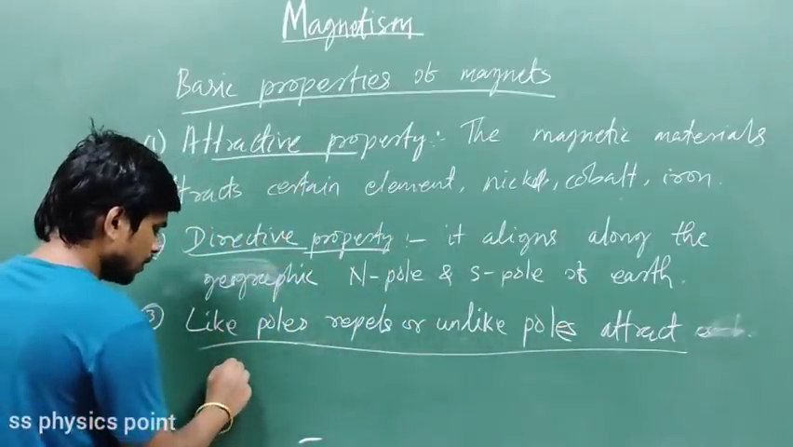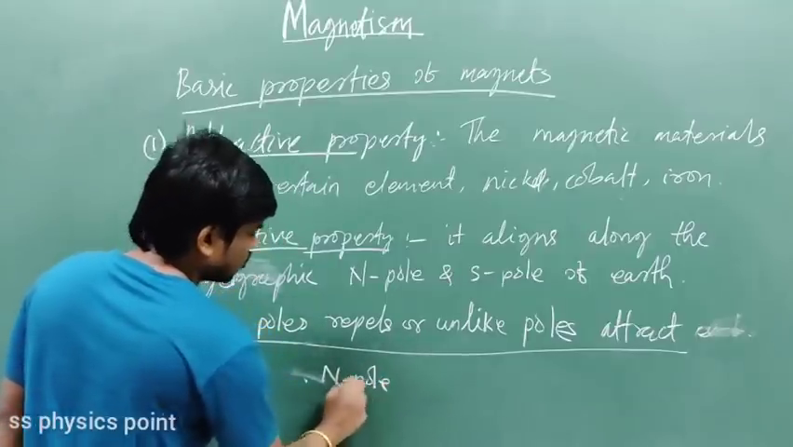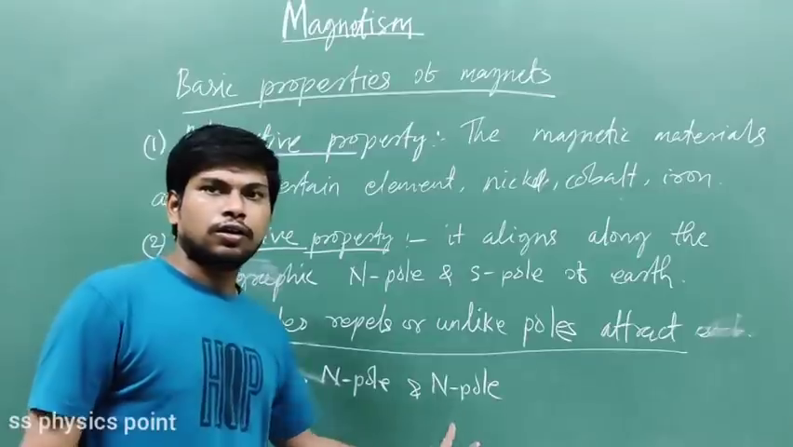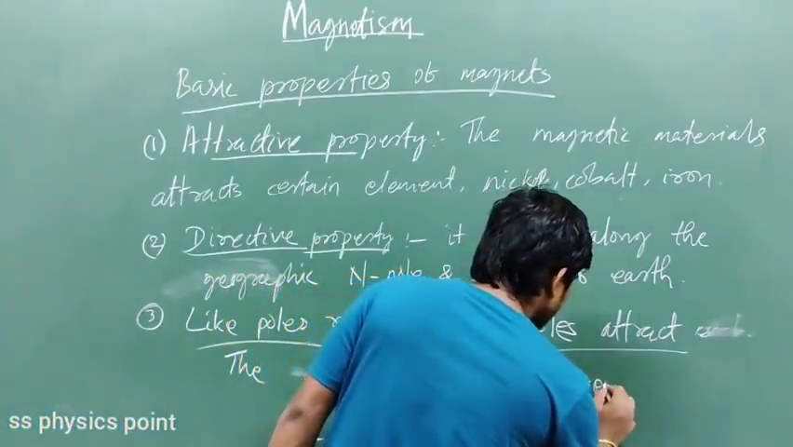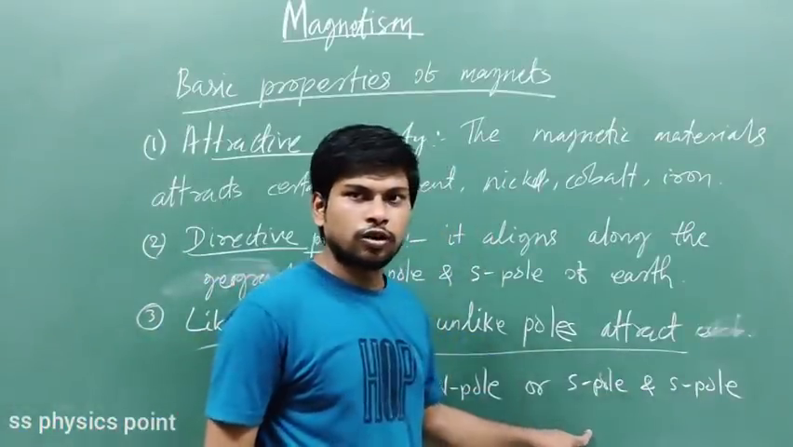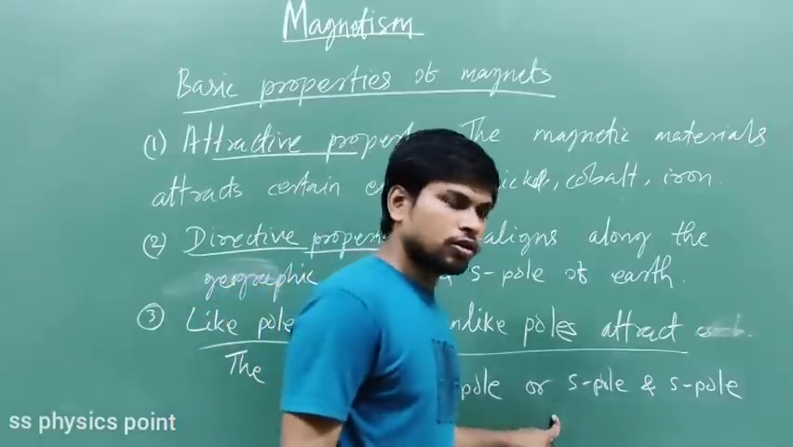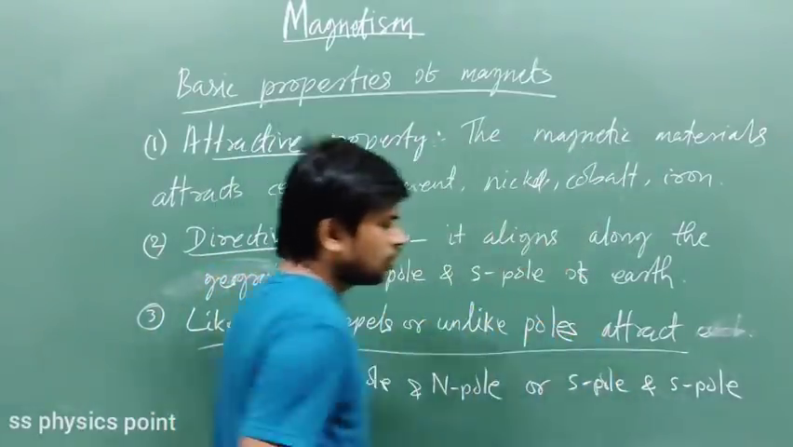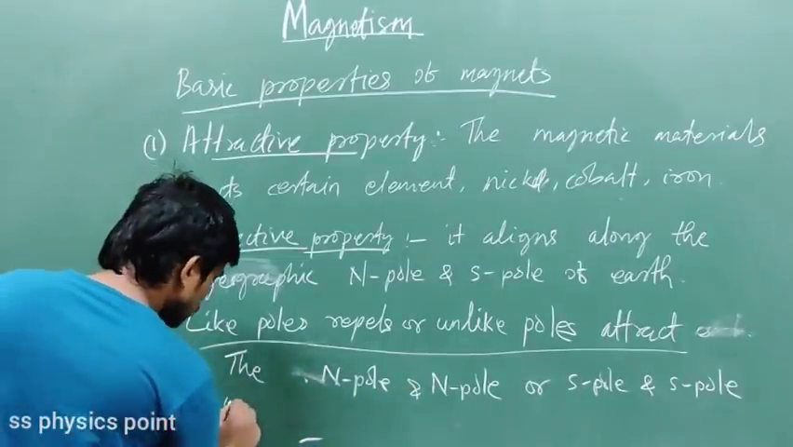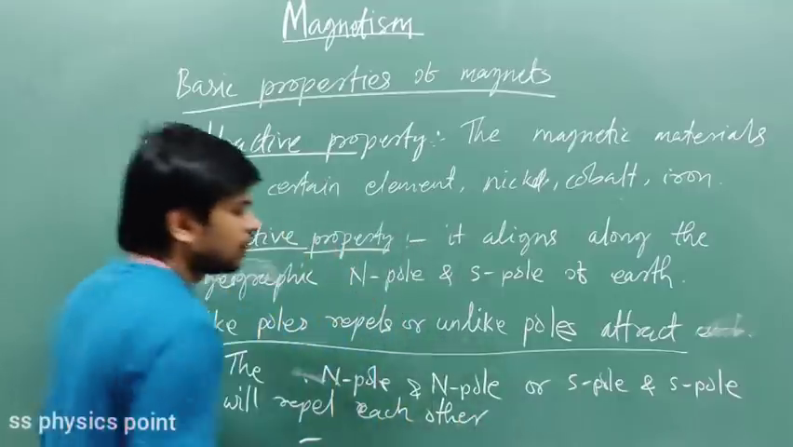You can explain this one: north pole and north pole, or you can say south pole and south pole. What is that pole? I will tell after that. The north pole with north pole, and south pole with south pole, will repel each other.